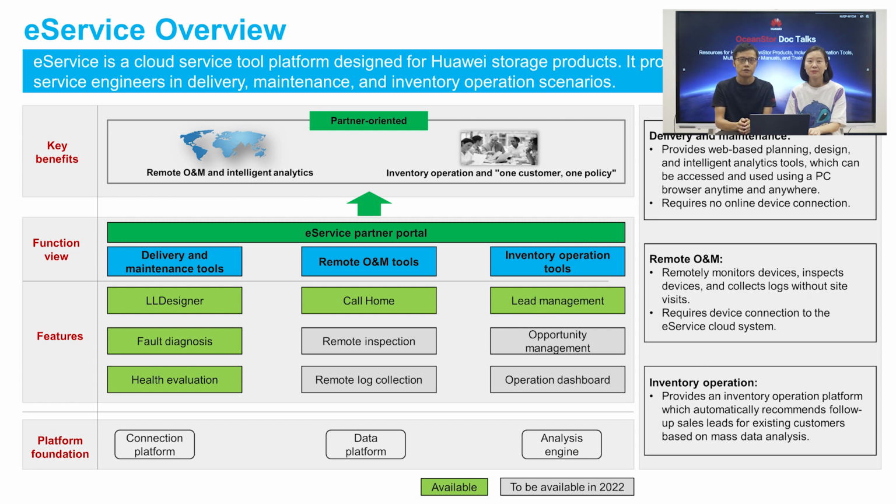Finally, in terms of inventory operation, eService provides the intelligent lead recommendation function, which can automatically recommend follow-up sales needs for existing customers. As you can see, the features in color are now available at our eService partner portal. In addition, we are developing the features in gray, which are expected to be available this year.